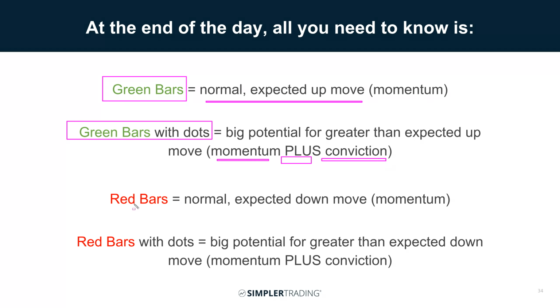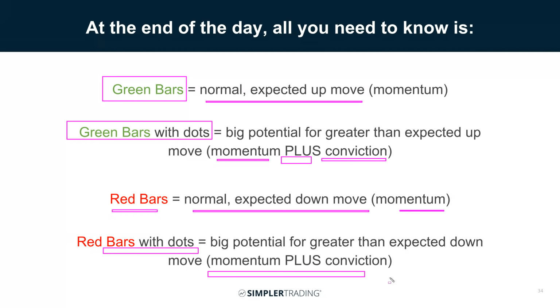Conversely, red bars by themselves, you're looking for a normal expected down move based on the momentum. But if you've got red bars with dots, you have the big potential for a greater than expected down move because you've got momentum plus conviction, okay?